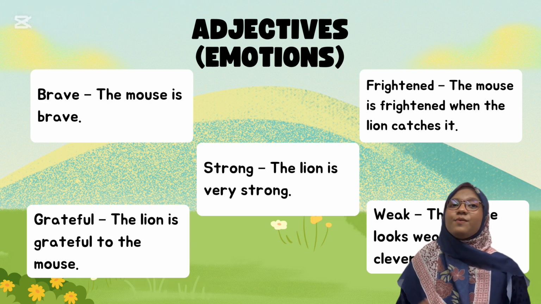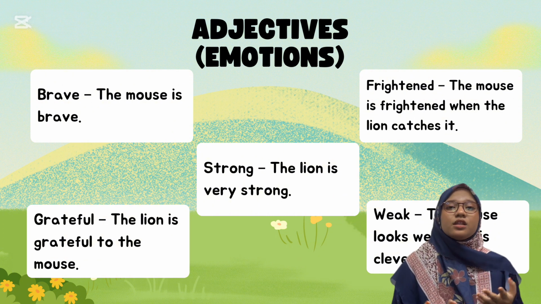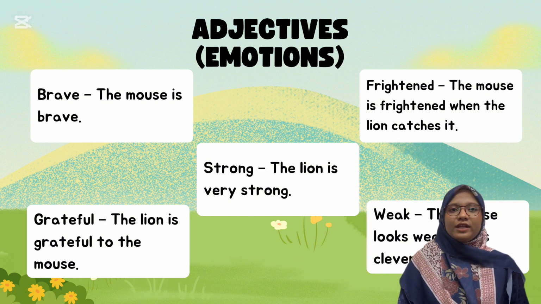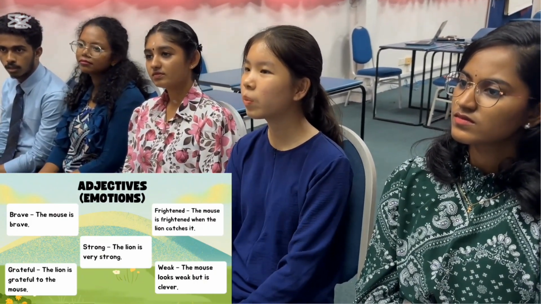Next, we have emotion words. These words tell us how the characters feel. These words will help us show the feelings of the characters during the story. Adjective emotions. The first one is brave. The mouse is brave. Frightened. The mouse is frightened when the lion catches it. The third one is strong. The lion is very strong. Grateful. The lion is grateful to the mouse. Last one is weak. The mouse looks weak but is clever.